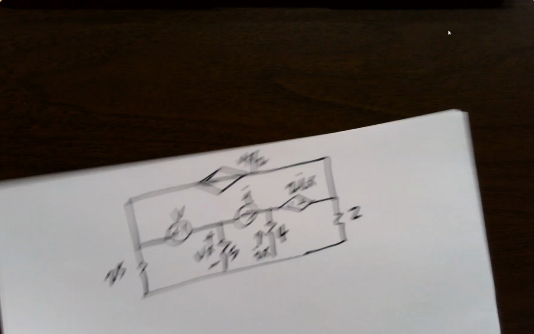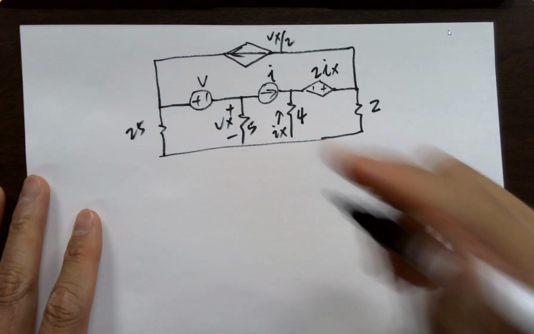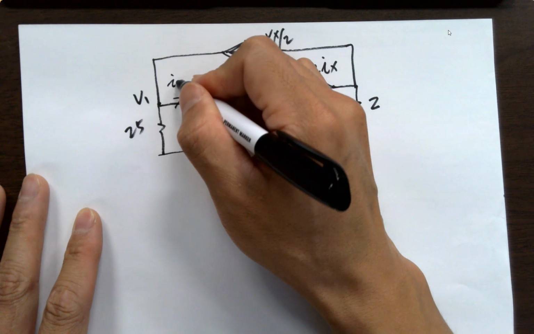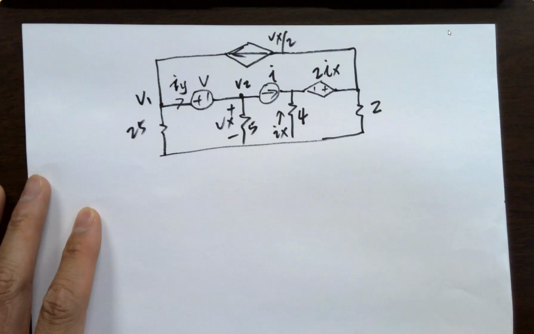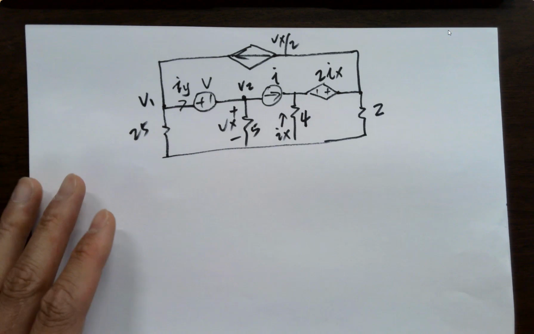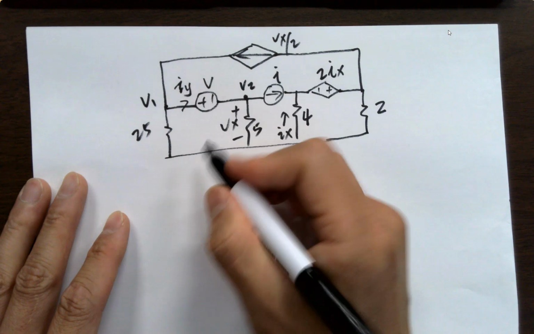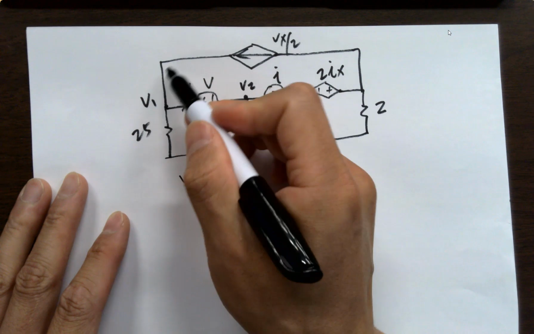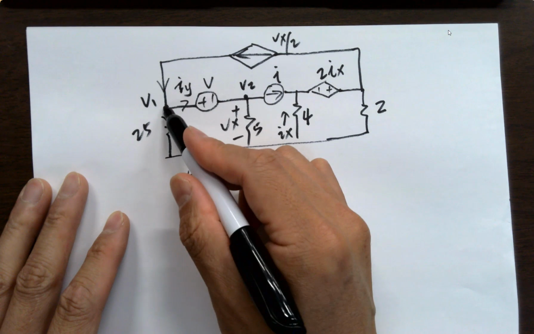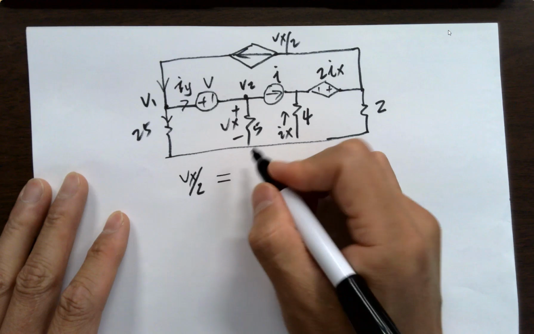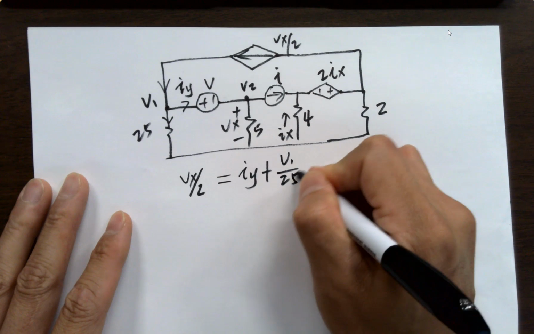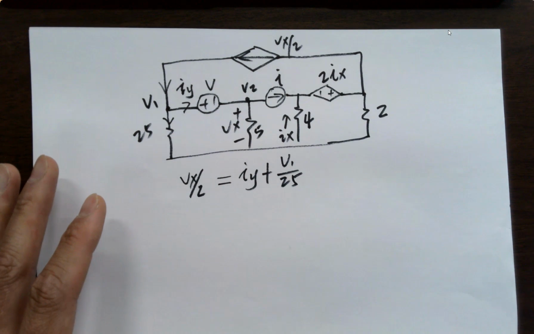Equations we need for this one. So Vx over 2 is a current going down, going into the V1 node, and giving us two currents flowing out from it. So this equals Iy plus V1 over 25. So now we have 3 variables introduced.